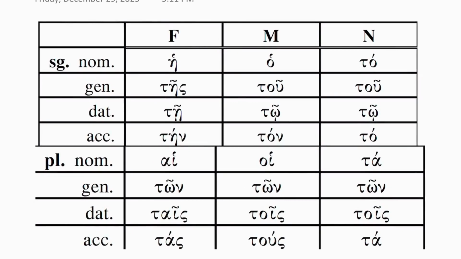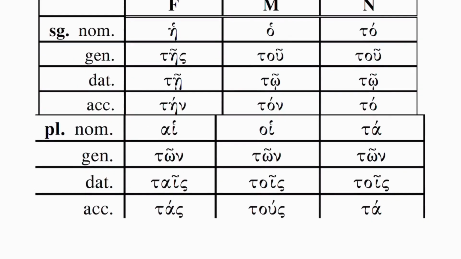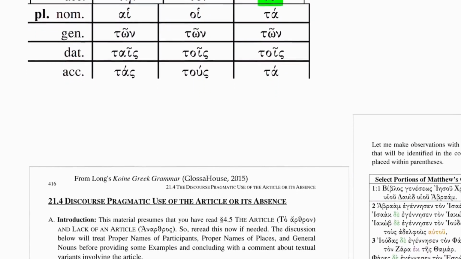So here they are: feminine, a, tes, te, tain, right? Plural is e, ton, tes, tas. Masculine are o, tu, to, ton, e, ton, tis, tus. And then the neuter singular are to, tu, to, to. Three of those sound the same, right? And then the plural are ta, ton, tis, ta. So the singular is to, and that's going to be nominative or accusative, tau-omicron. And then you have the genitive tu, and then we have the dative with an omega and iota subscript, to.